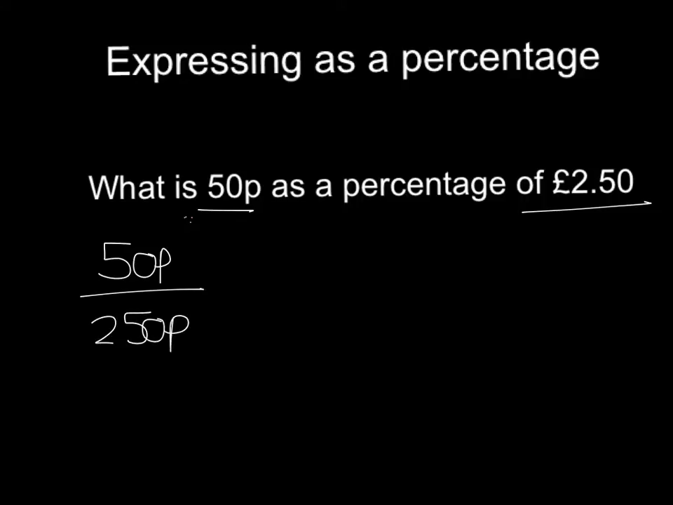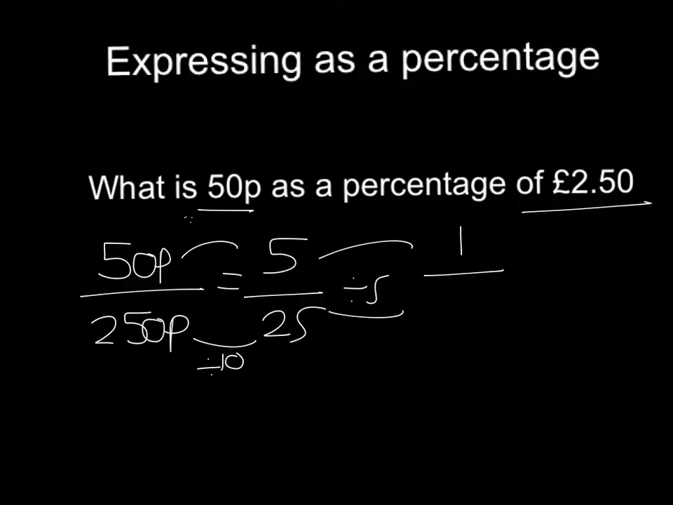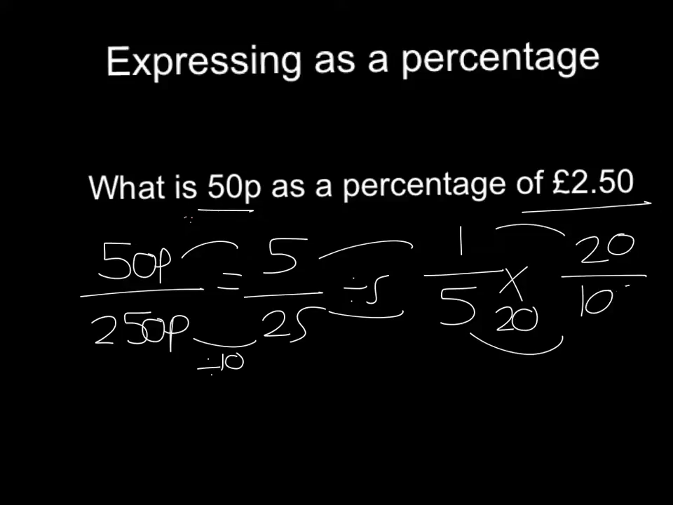250p is the same as 5 over 25 if we divide top and bottom by 10. And if we then divide by 5, top and bottom, it's the same as 1 over 5. That's in a fraction, so it could be a fraction question, or as a percentage, we could have got there straight away, times by 20, 20 out of 100, 20%.